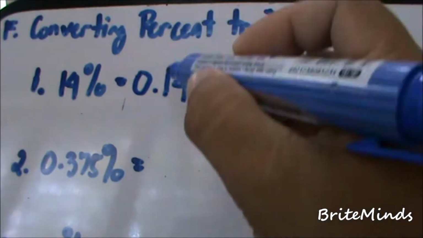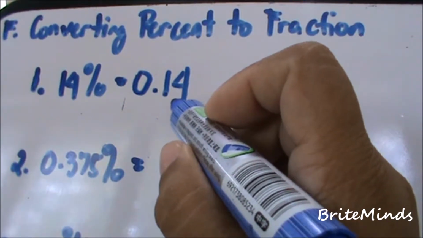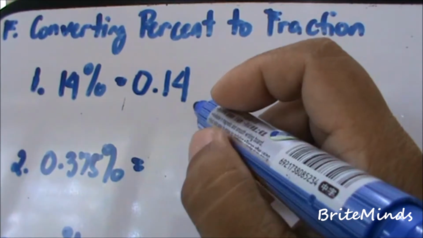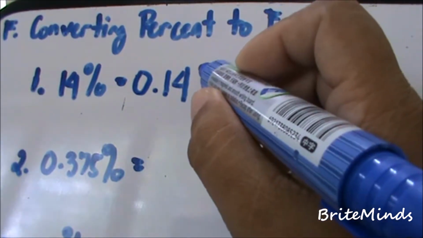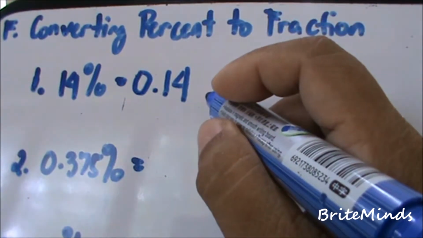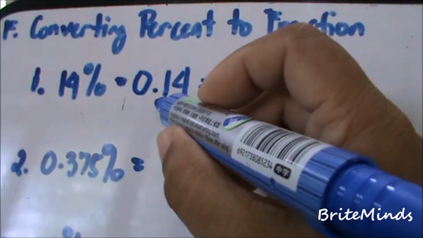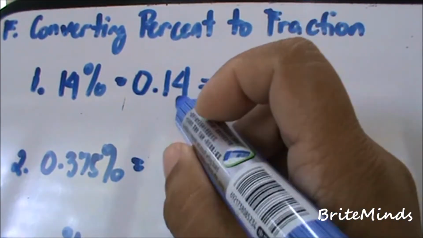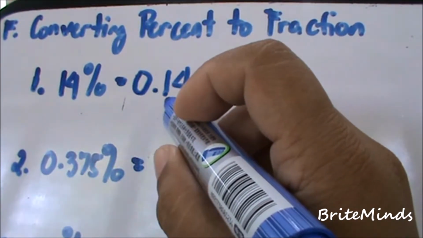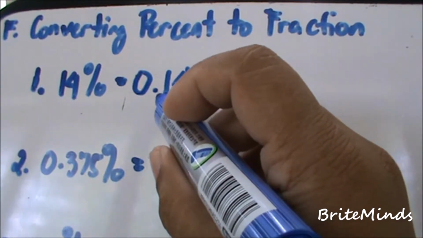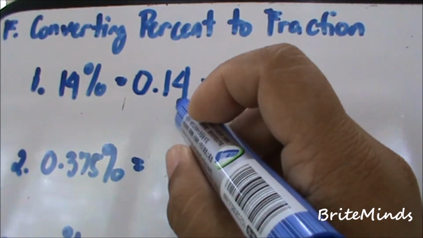Okay, now we have it in decimal form. Then change the decimal to fraction. So we need to change this decimal form to fraction form. So how are we going to do that? Okay, so if we're going to read 0.14, we can read it as 14 hundredths. Because the first digit is the tenths, then the second digit is the hundredths.